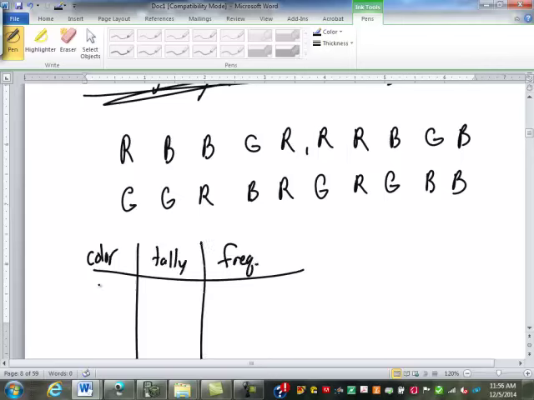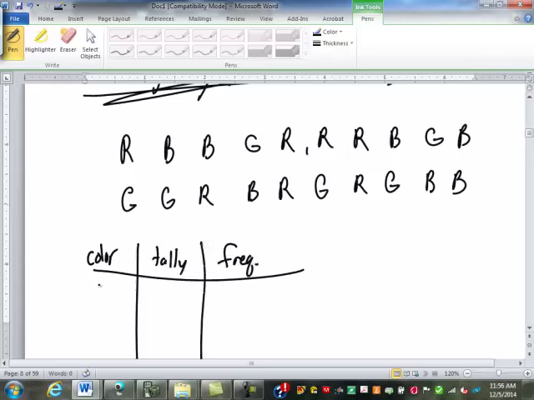Just like we did with the numerical, we could do a relative frequency, where the total here is going to be 20. So do each number divided by the total. 7 divided by 20 is 0.35 or 35%. 7 divided by 20 is still 35% or 0.35. 6 divided by 20 is 0.3. So there are our relative frequencies. We could do a bar graph of this as well.